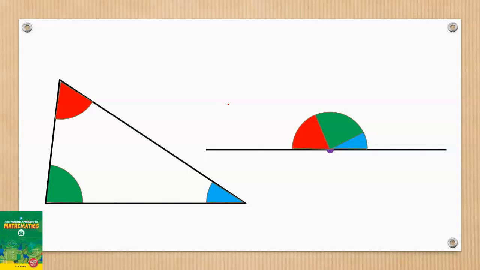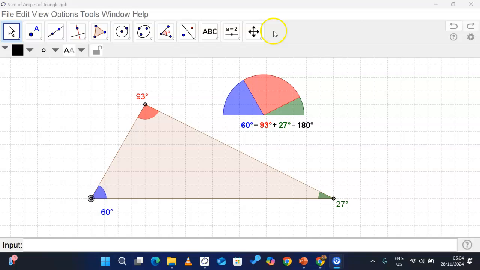We want to demonstrate this using GeoGebra to prove that if we add all the interior angles of a triangle, we get 180 degrees. So you can see this triangle here. We have 93 degrees, 60 degrees, and 27 degrees. When we put them on a straight line, you see that they all come together to form a straight line. And again, if you add 60 plus 93 plus 27, you get 180.